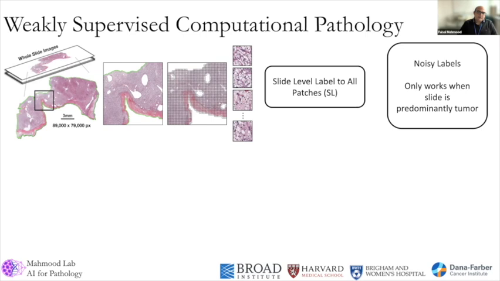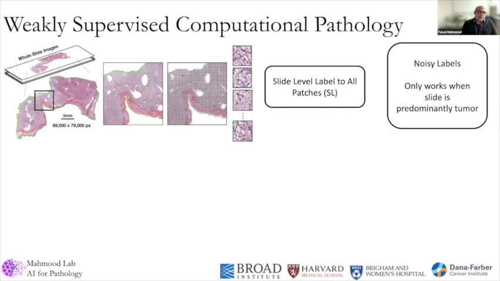A solution to this that people have commonly used is that you can have this very large image, chop it up into smaller patches, and then use the case level label that was available in the pathology report and assign it to each and every patch in the image. And then the issue with this approach would be that there would be a lot of noisy labels in the patches that you would get from this.